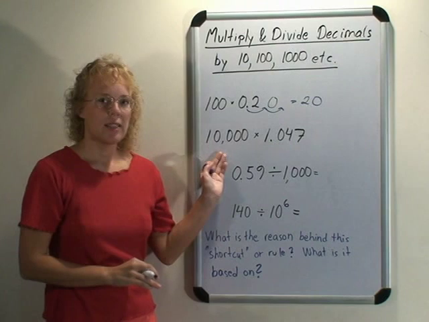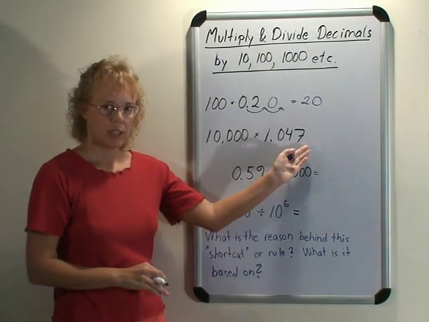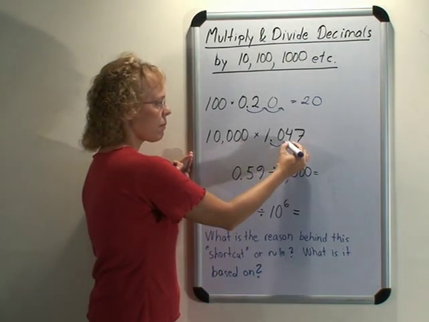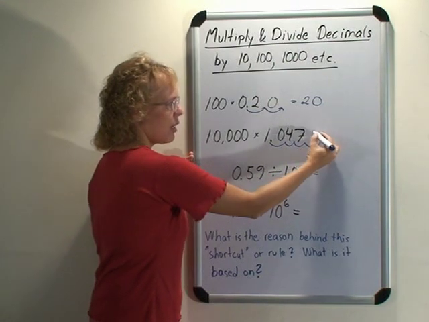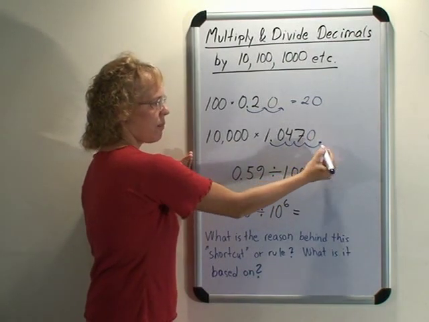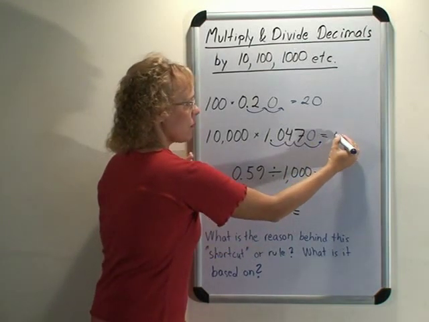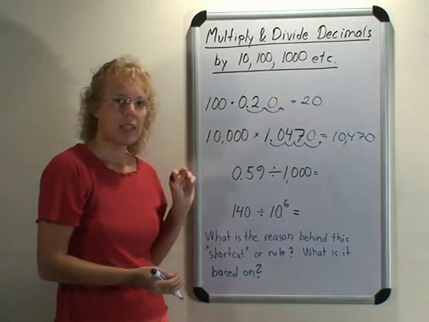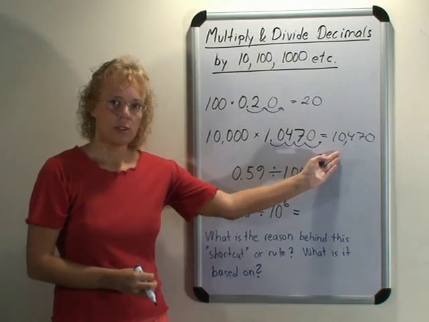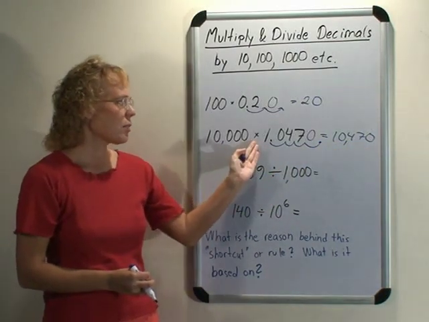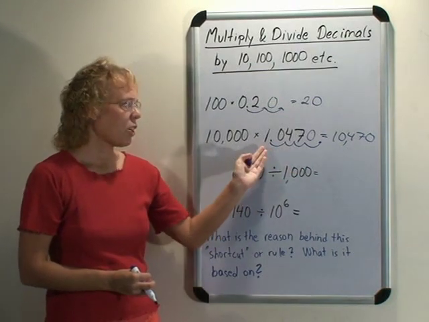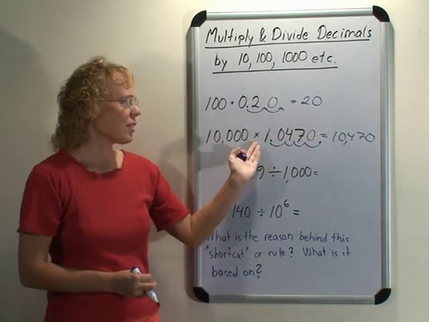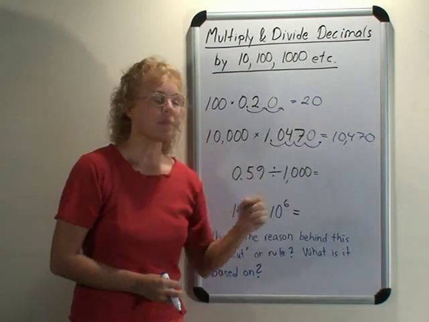Another example, I have 10,000 times 1.047. 10,000 has 4 zeros, so I move my decimal point 4 steps. 3 and 4. I need to put a 0 here now to be able to move it here. So the answer becomes 10,470. This answer, you can also figure it out by thinking that you have 10,000 times a number that is 1 something. A little over 1. So 10,000 times 1 surely is 10,000. And 10,000 times a little over 1 is a little over 10,000.